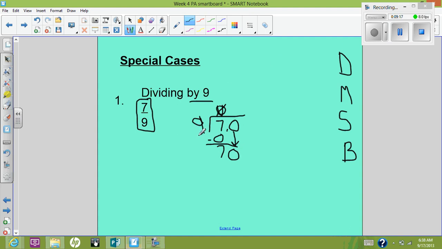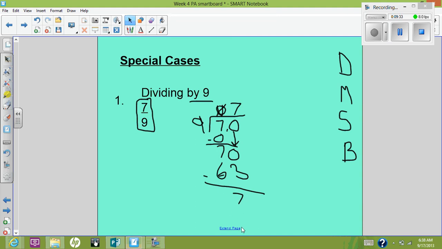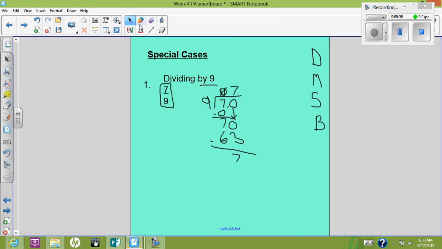Divide. Does 9 go into 70? It does. It goes in 7 times. Multiply. 7 times 9 is 63. Subtract and bring down. I don't have anything to bring down, so I'm going to add another 0 and bring it down, giving me 70. But hey, wait a second.